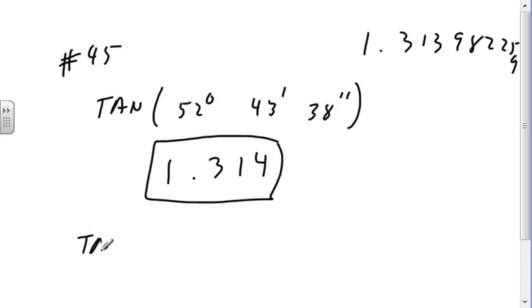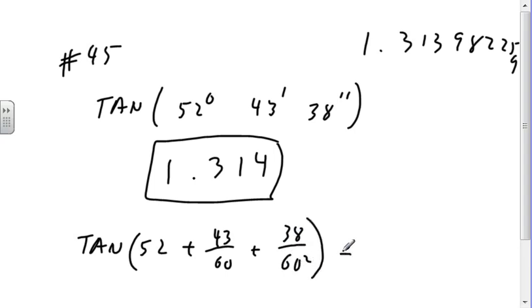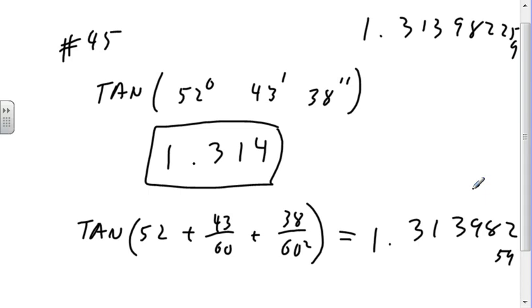Or I could go tangent 52 plus 43 over 60 plus 38 over 60 squared, close parentheses. So tangent 52 plus 43 divided by 60 plus 38 divided by 60 squared, and I would get 1.313982259, same answer that I had before. So I could go either way.